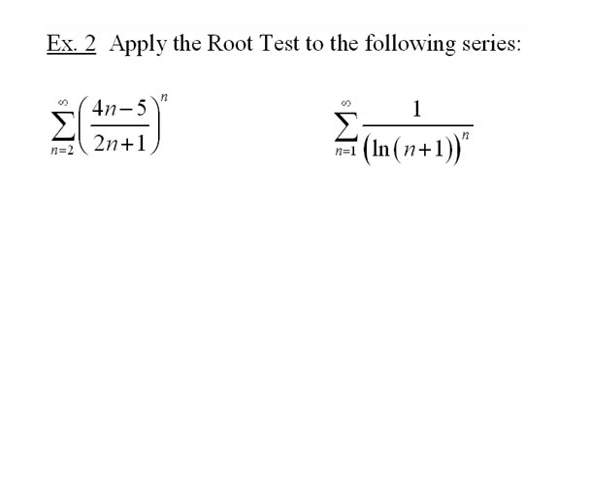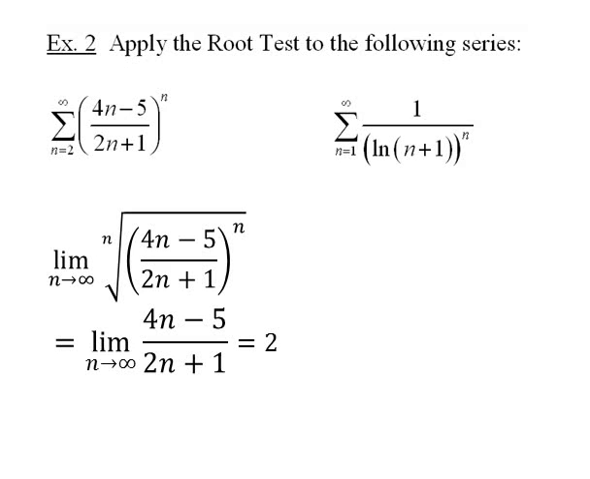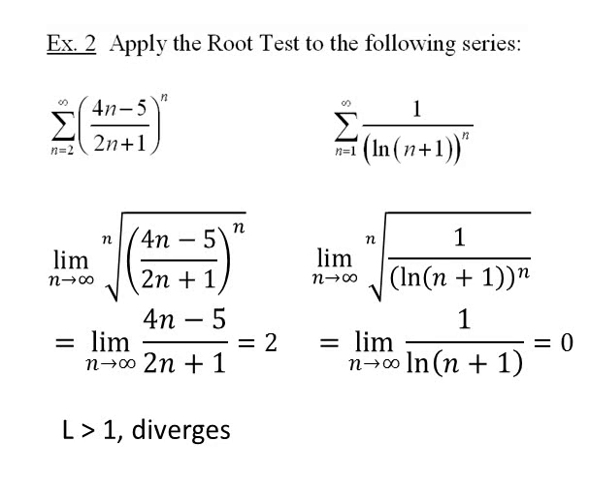I'll use the root test to determine whether these two series converge. Find the limit of the nth root of the absolute value of the nth term. This limit goes to a number greater than 1, which means that this series diverges. Here's the limit of the nth root for the second example. Since this goes to a number less than 1, the series converges. This concludes the lesson on section 12.6, the ratio test.